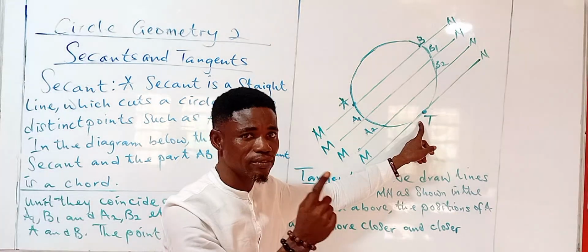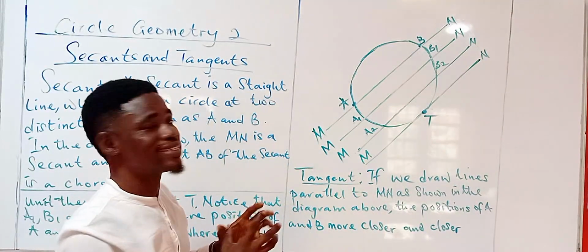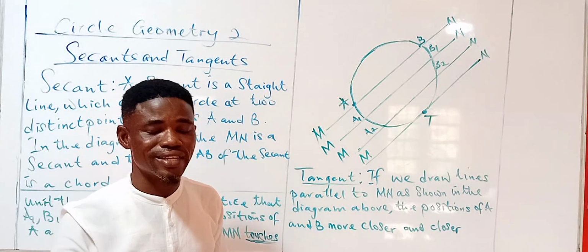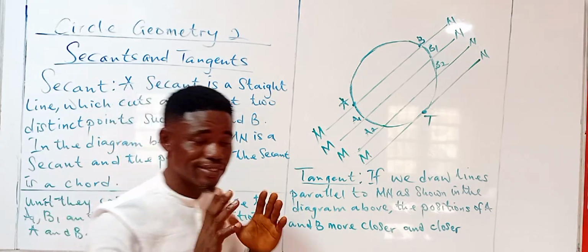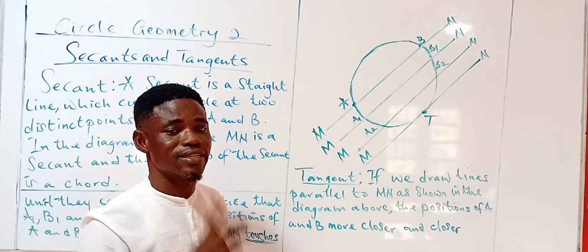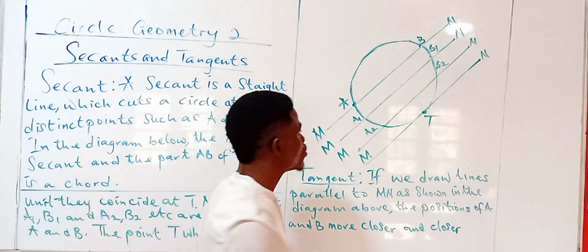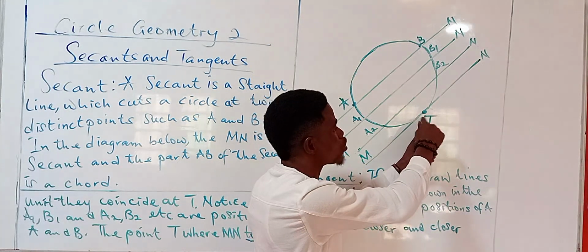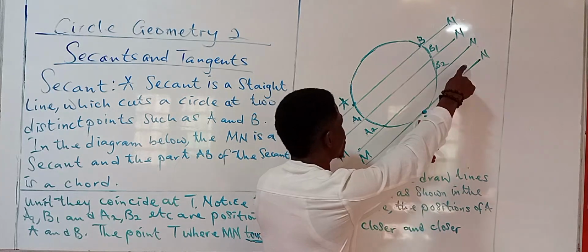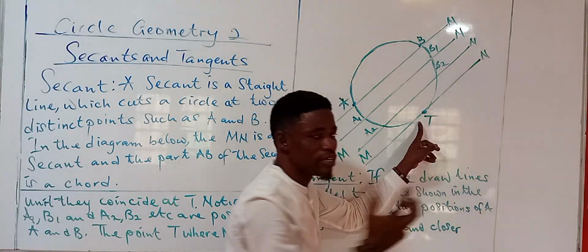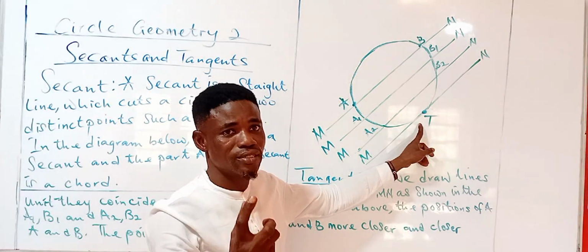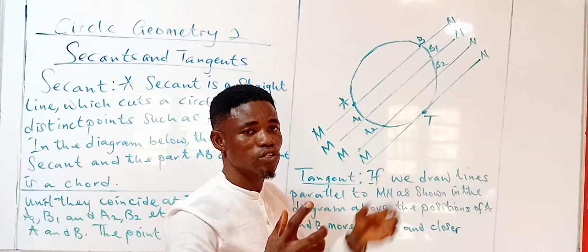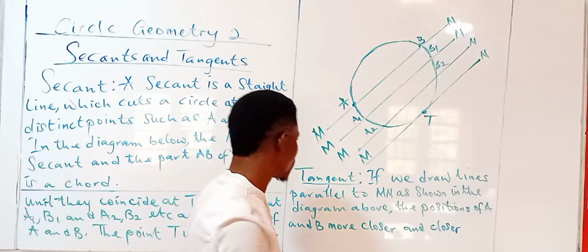At that point, MN is known as the tangent. And what is a tangent? A tangent is a straight line that touches a circle at only one point. By the time MN touches the circle, the point T where it touches is known as the point of contact, or the point of tangency.